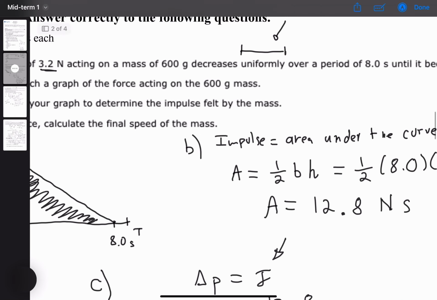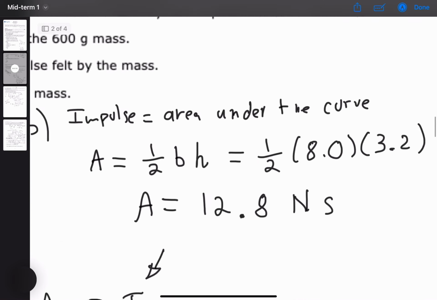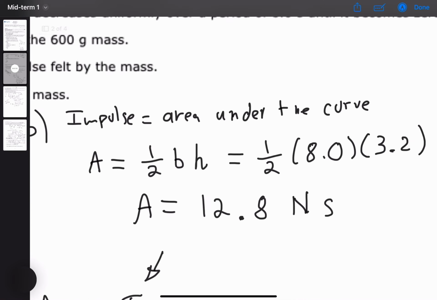So that would be 1/2 of the base, in this case delta t is 8, and the height is 3.2. Okay, like this. When you take that number, that is 12.8 newton-seconds. Alright? All I did here was find the area under the curve, which is also the impulse.